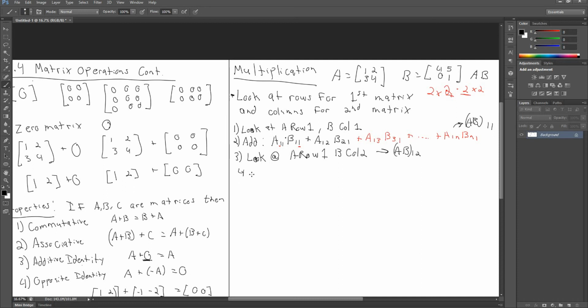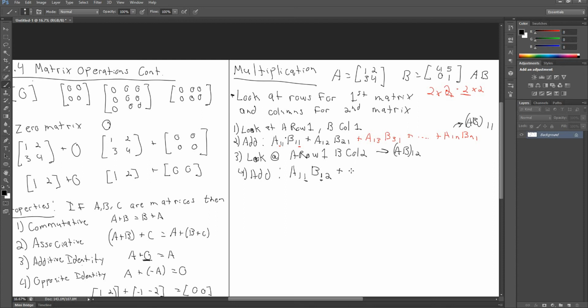So this would be add A, well now I'm still in row 1, but I'm in column 2. So A1, 1, B1, 2. Remember, the first number is a row, so A11 is row 1, column 1. B12 is row 1, column 2. So I'm looking at this 1 and this 5. Then if I look, I still have 1 and 1 the same.